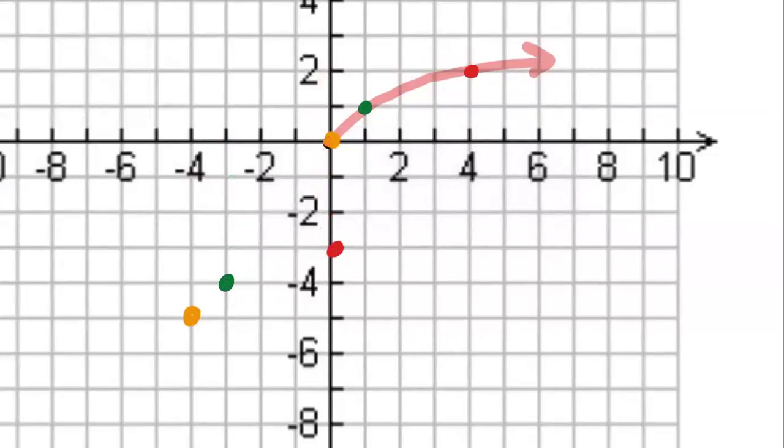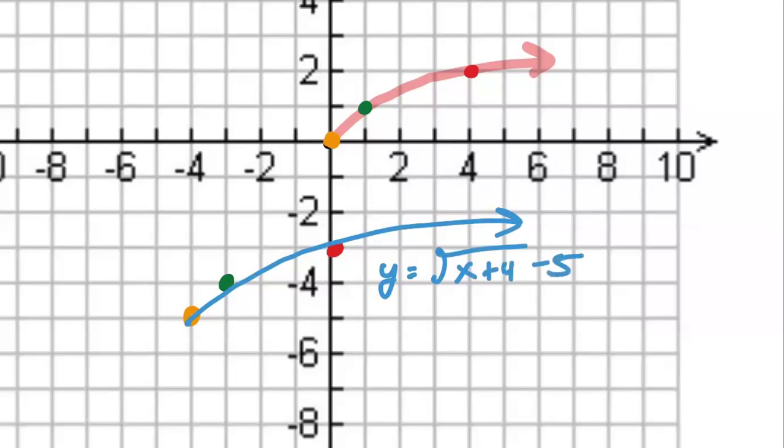And then this is my equation. This is my graph for y is equal to the square root of x plus 4 minus 5. And then you can erase this one, but I just like to keep it because that's my original graph. And then this is my new graph for my equation. Does anyone have any questions?